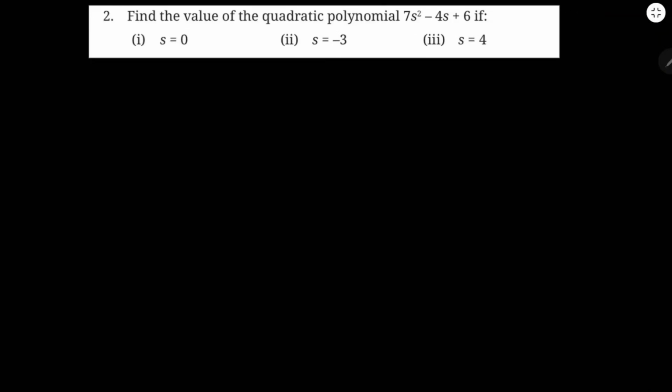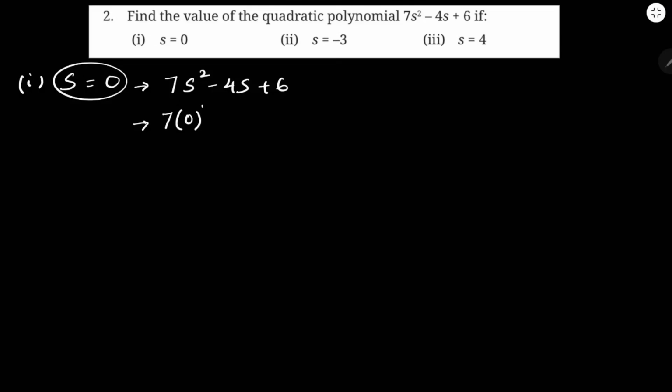Find the value of the quadratic polynomial 7s square minus 4s plus 6. First case, s is 0 and the polynomial is 7s square minus 4s plus 6. So see, the value of s is 0. So just substitute wherever we have s, in place of s substitute 0.